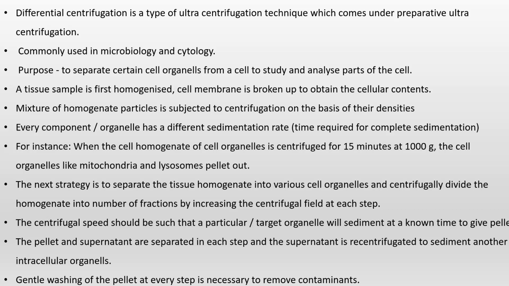What is the purpose of doing this? It is to separate certain cell organelles from a cell to study and analyze the parts of the cell. Here you homogenize, you break open the cell, you obtain the cellular components, then you form a homogenate. After the homogenate is formed, you subject it to different centrifugation speeds, and based on the densities, you will see that you are obtaining a pellet.